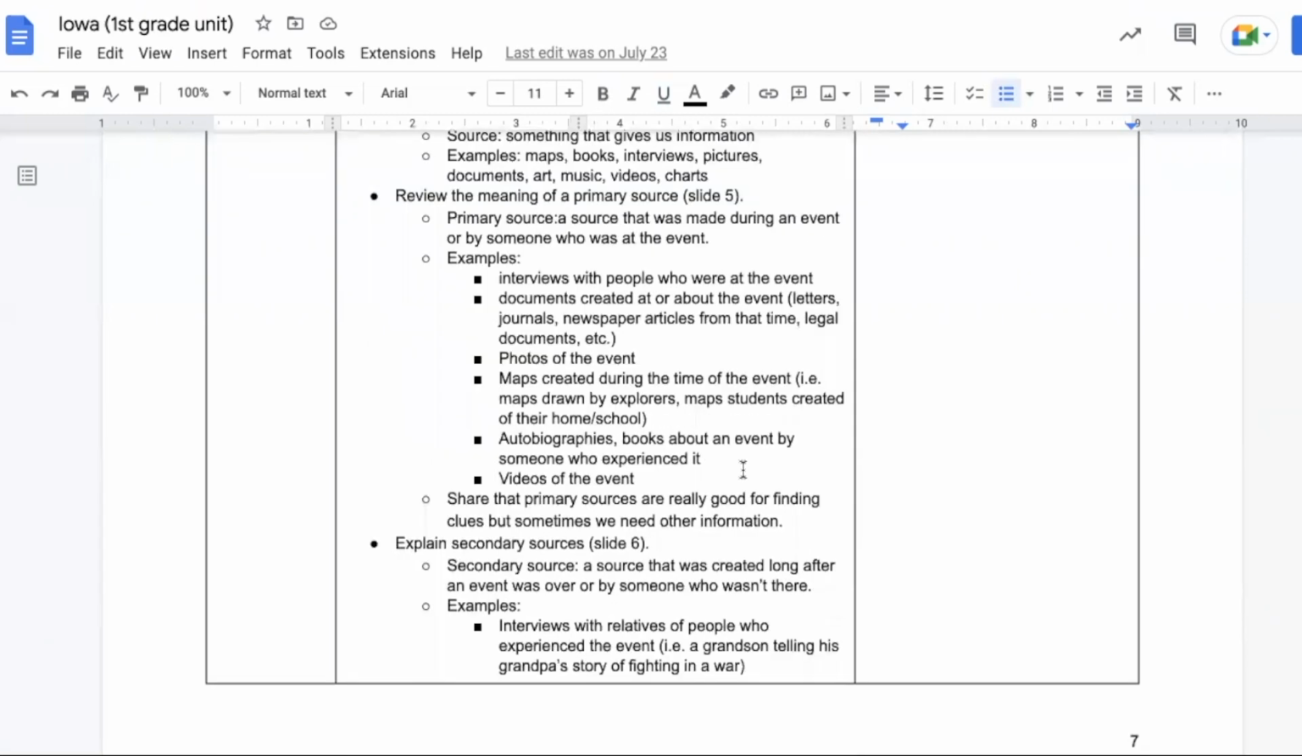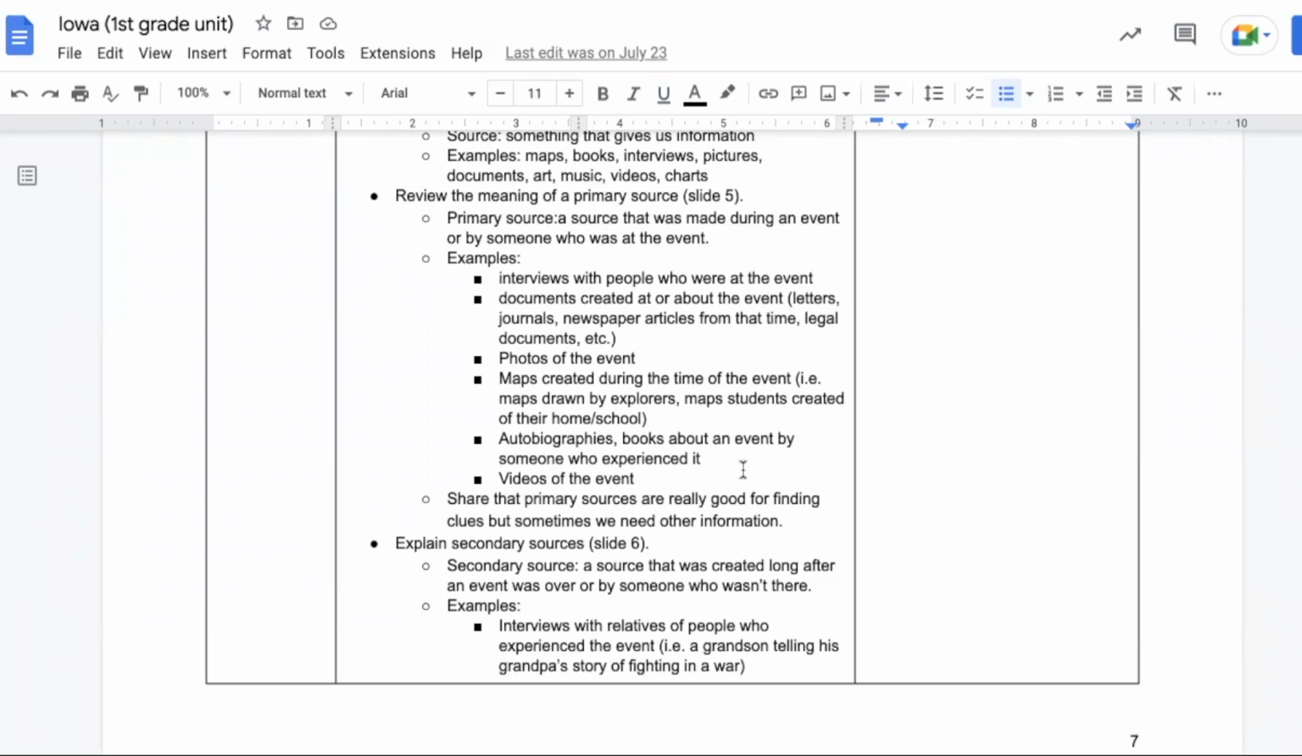Remind students about the meaning of sources and the meaning of a primary source. This goes a little bit more in depth than in the communities unit so that students can better understand what primary source actually means. Then you move into explaining secondary sources. And really the difference between a primary and a secondary source is a primary source was going to have been created when the event happened or by someone who was there.